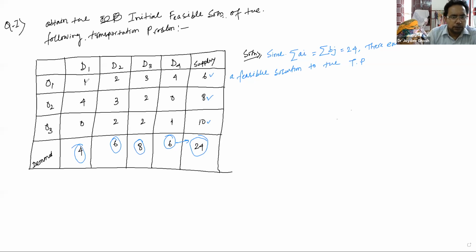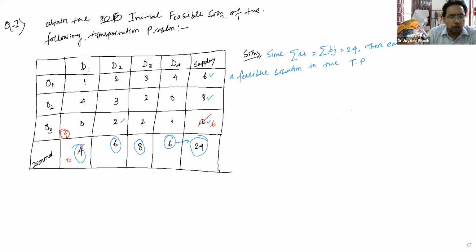Why? Look at this, 1. Definitely you will choose this. What is the supply? Supply is 10. And what is the demand? Demand is 4. So definitely we will go for that. We will choose 4, so this will become 6 and this becomes 0.